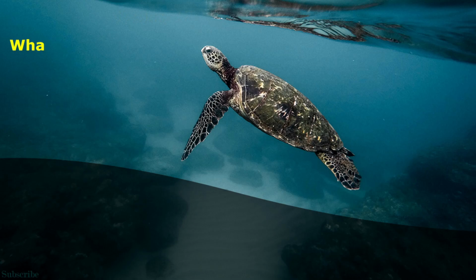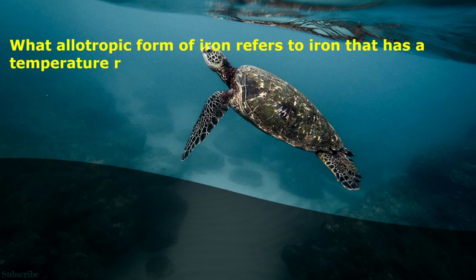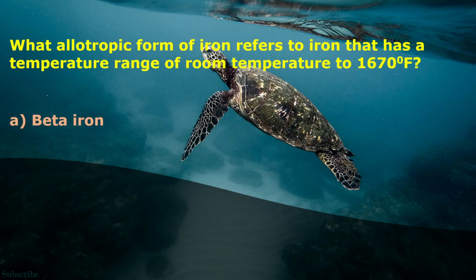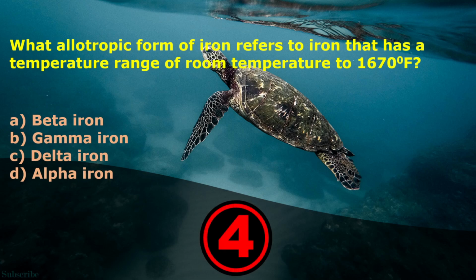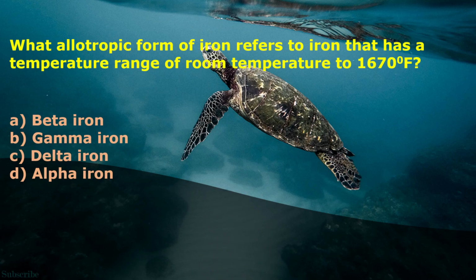Question number 17. What allotropic form of iron refers to iron that has a temperature range of room temperature to 1670 degrees Fahrenheit? A. Beta iron. B. Gamma iron. C. Delta iron. D. Alpha iron. The correct answer is letter D. Alpha iron.